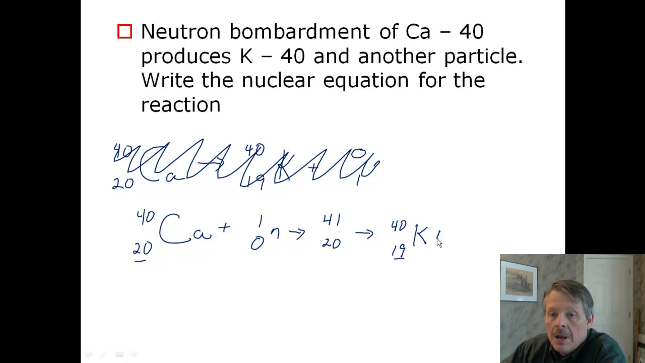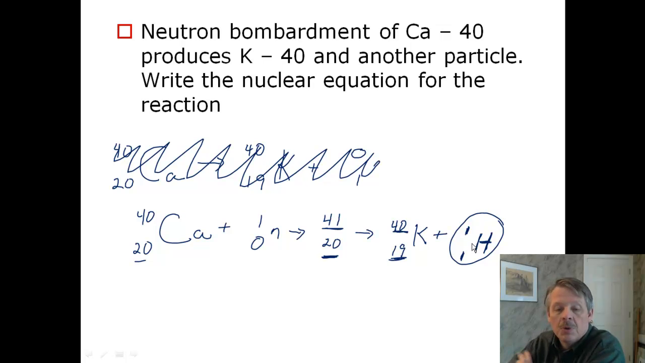But I have to produce another particle. Well, I notice that my total has to be 20. I've only got 19 so far, so I need one more to make that happen. And my mass is only 40, and it has to be 41, so it has to have a mass of 1. So that means this is going to be hydrogen, or a hydrogen nucleus at least, a proton, right? So that is what I'm producing. That's my other particle. It's a proton.